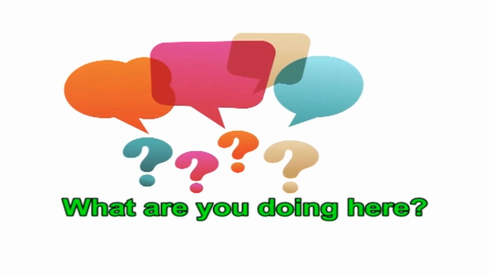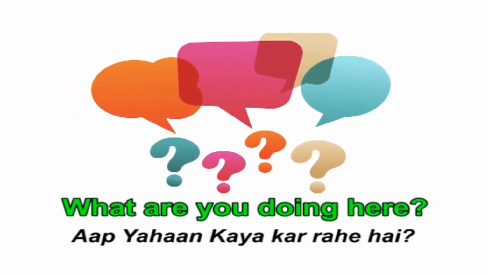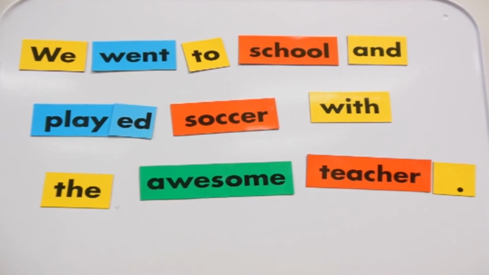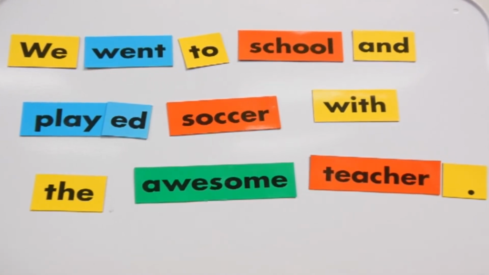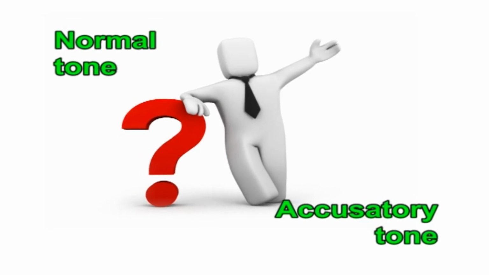To help pronounce words correctly and in the right time, compare sentences in English to the native language. For example, consider the simple question, what are you doing here? And its Hindi equivalent, आप यहाँ क्या कर रहे हो? The students can be taught the importance of intonation using the sentences. Ask the students to pronounce the question in Hindi in a normal tone and in an accusatory tone.